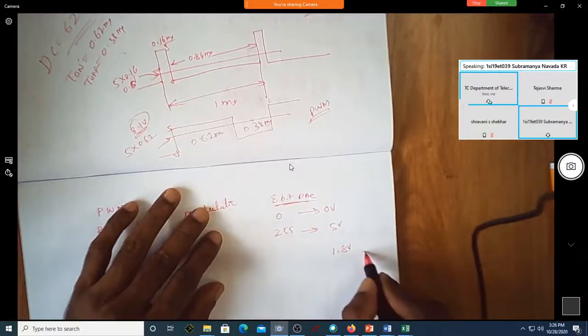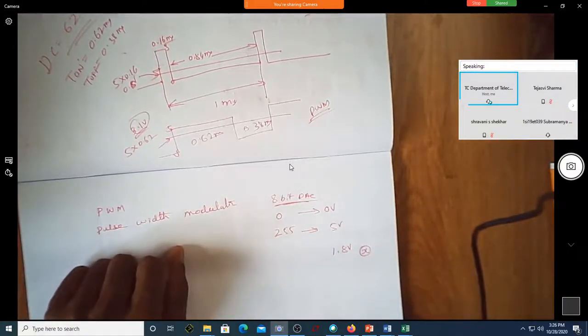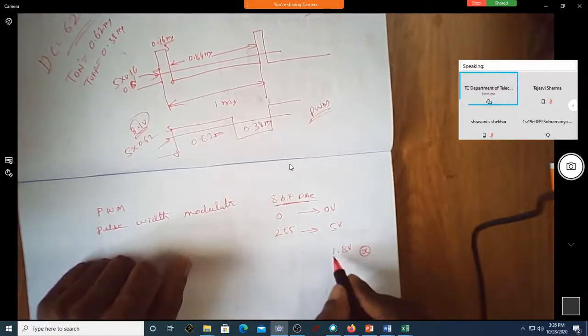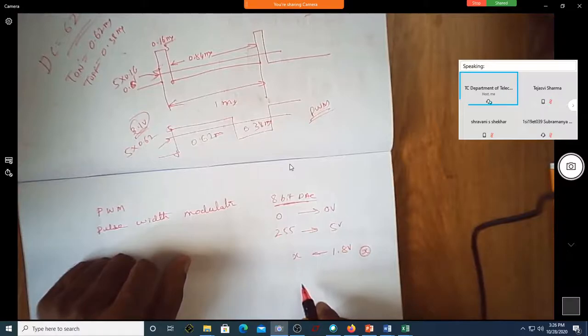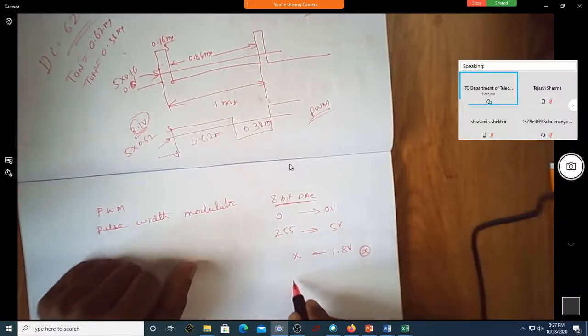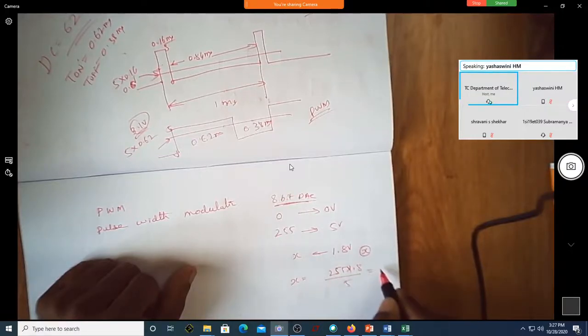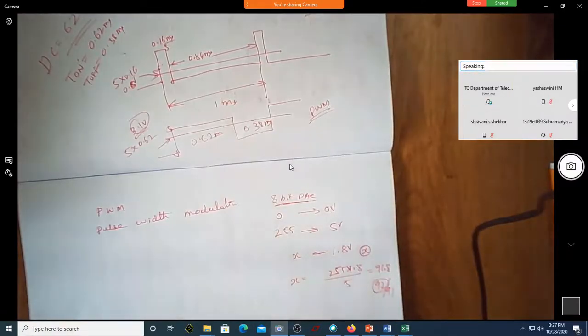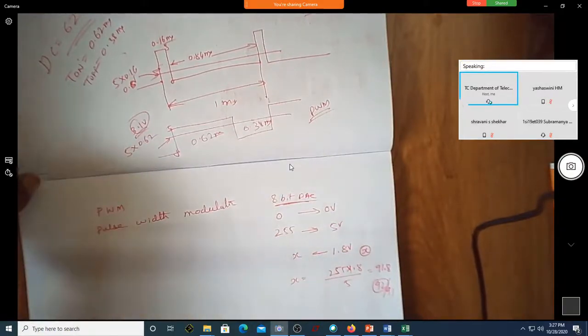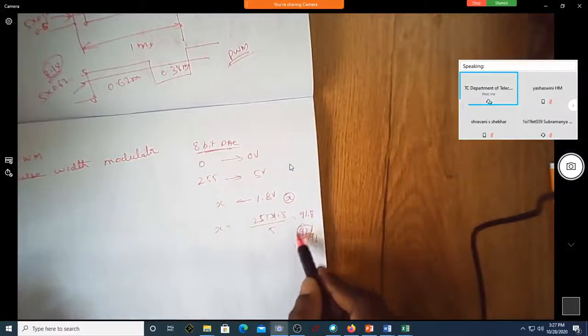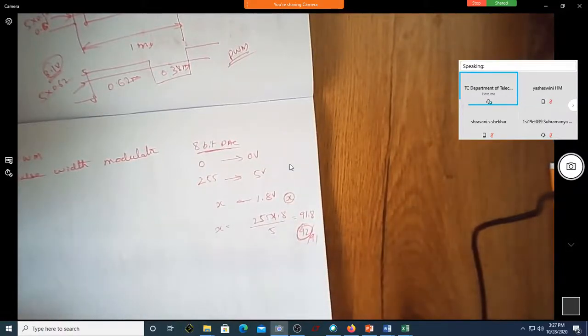If you want to get 1.8 volt, what should be the count? It is very simple. Shall I just cross multiply this? X is equal to 255 into 1.8 by 5. How much? 91.8. 91.8 is not possible, so make it 92 or 91. Correct? So now, what is this value? This is an analog value.